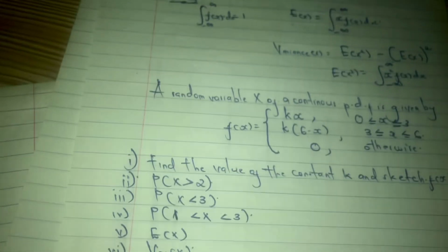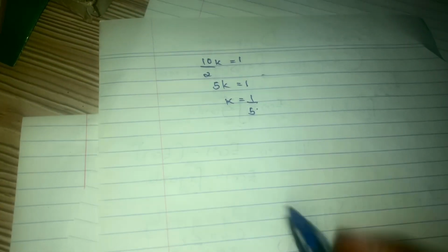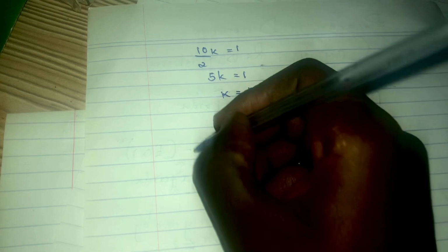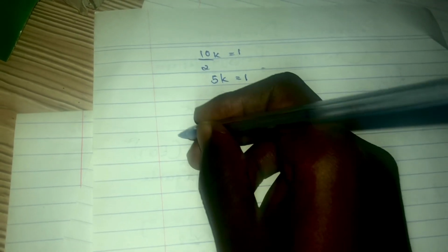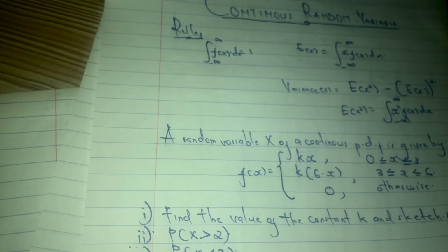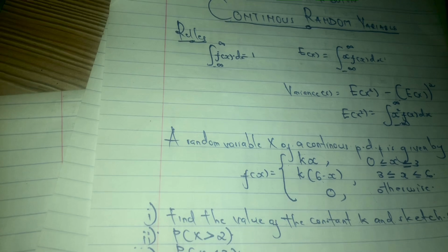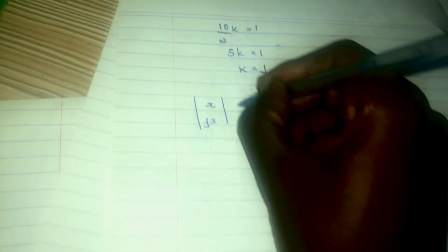So that means our value of k will be equal to 1 over 5. Then they've told us to sketch f of x. So if we are to sketch f of x, we use the same. This is x, this is f of x. Are we together? You can start when x equals 0.